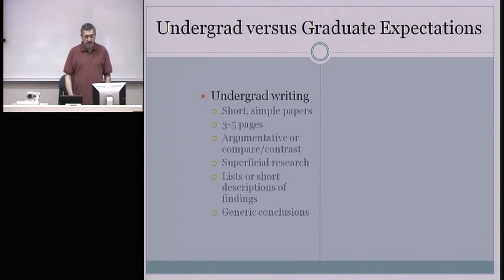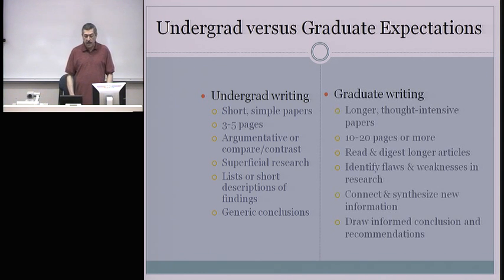So the first thing we should cover is what is undergrad writing? Well, undergrad writing tends to be short papers, 3 to 5 pages long. It's argumentative or compare and contrast. It's usually superficial research: a list or a short description of your findings and a generic conclusion. But in grad writing, you'll have long, intensive papers, 10 to 20 pages, even longer, and you have to read and digest more articles. You have to identify flaws and weaknesses in your research, and you want to connect and synthesize the new information. And you also want to draw informed conclusions and recommendations with your writing.